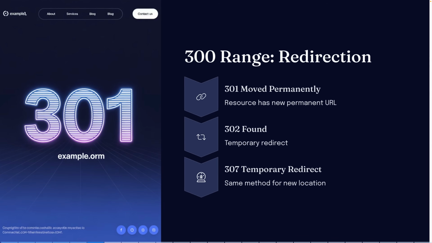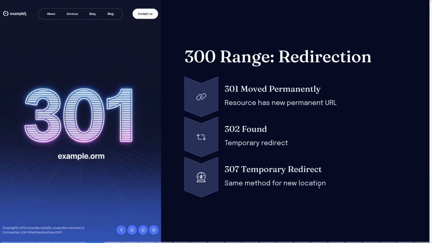Next one is the 300 range, redirection. The 300 range handles redirection. These tell the client to go somewhere else. A key example is 301 Moved Permanently, used when a resource has a new URL, like when you changed your domain from example.com to example.org. This code tells browsers and search engines to update their links. We will dive deep into 301 later, I just want to tell you about this one. So 301 means moved permanently, 302 means temporary redirection, and 307 means temporary redirection with the same method for the new location.